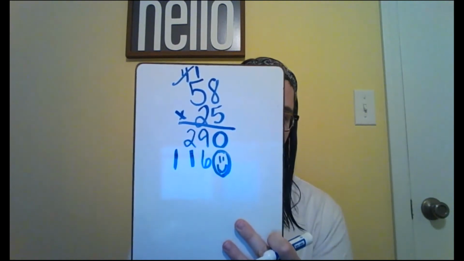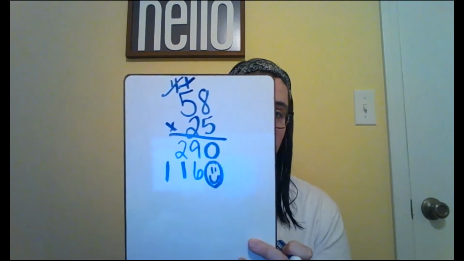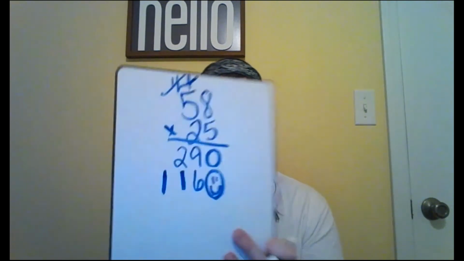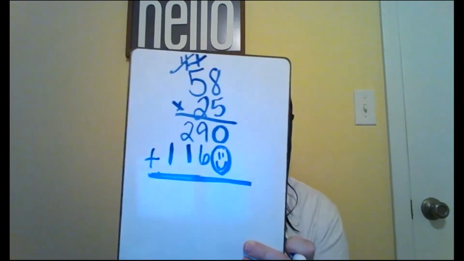We have nowhere to carry, nothing else to do. So we put the whole 11, and I'm going to mark off the 1 because I know I added it in. So 5 times 2 is 10, plus that 1 is 11. So that's where I got my 11 on there. Now we are completely done with that part. So we have to add these two together.